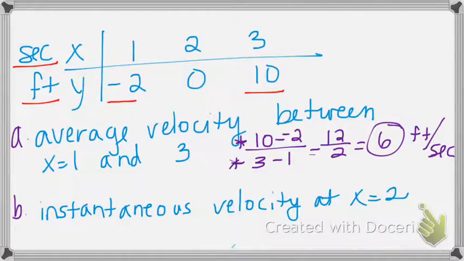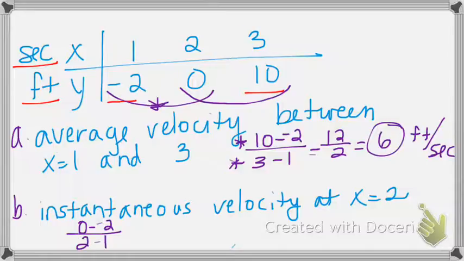All right, the instantaneous velocity is the velocity at a point. So what you do there is you find, like you're estimating, and since this is the table that we're estimating, we're going to find the slope on the left, we're going to find the slope on the right, and then average. So for the slope on the left, I'm going to start with 0, so it'd be 0 minus negative 2 over 2 minus 1, 2 over 1, which is 2.